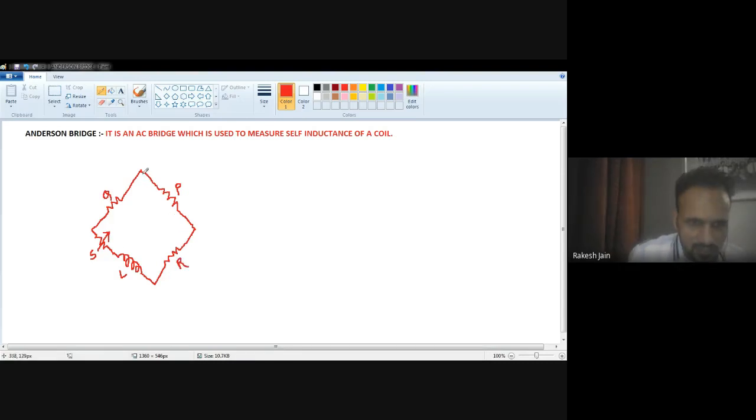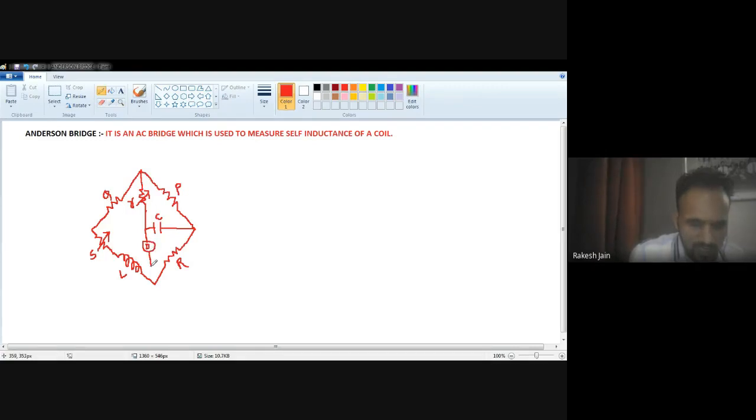L is the inductance, and let there be a small-value resistance, small r. Let this resistance be small r. The capacitance is also connected in between these two arms, whose capacitance is C, and the detector element is connected here. D stands for the detector.